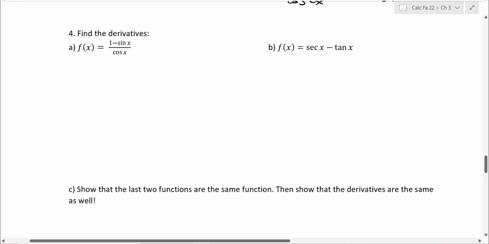Okay, we've got a few more just to practice with these new rules and practice our product and quotient rules as we go, and really just to help refresh some trig. So we're finding the derivatives here. We've got f of x equals 1 minus sine x over cosine x. If you want to rewrite it as h and use f and g, that's fine.